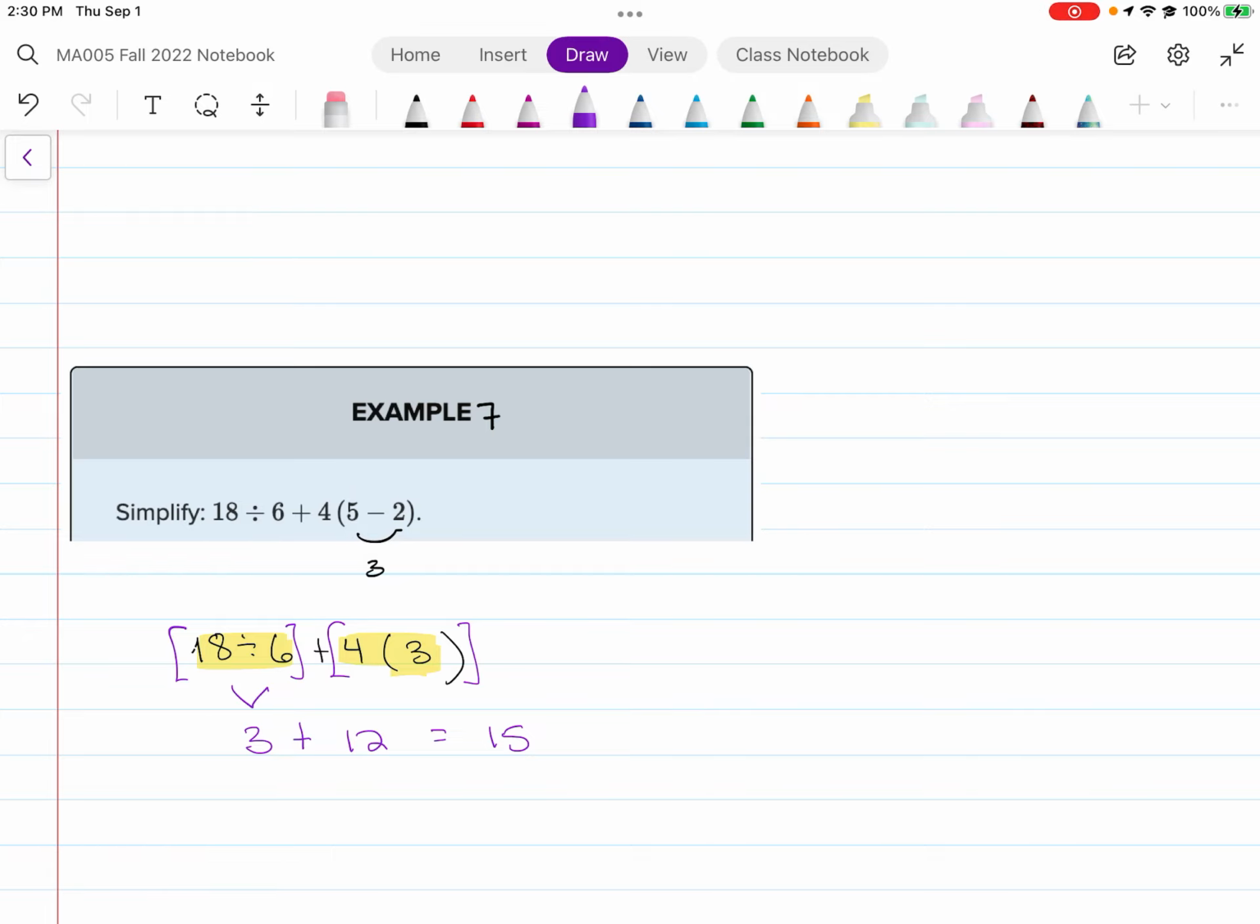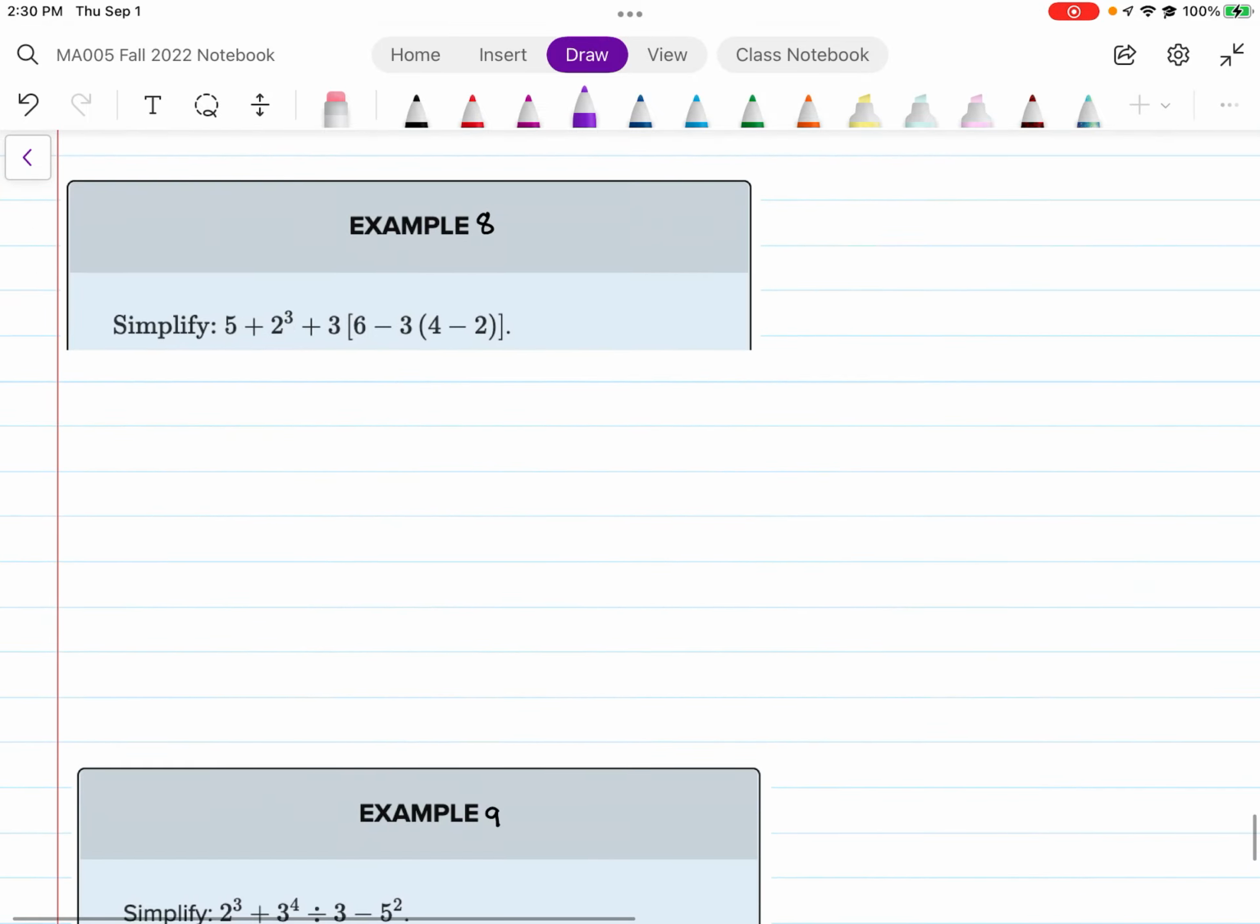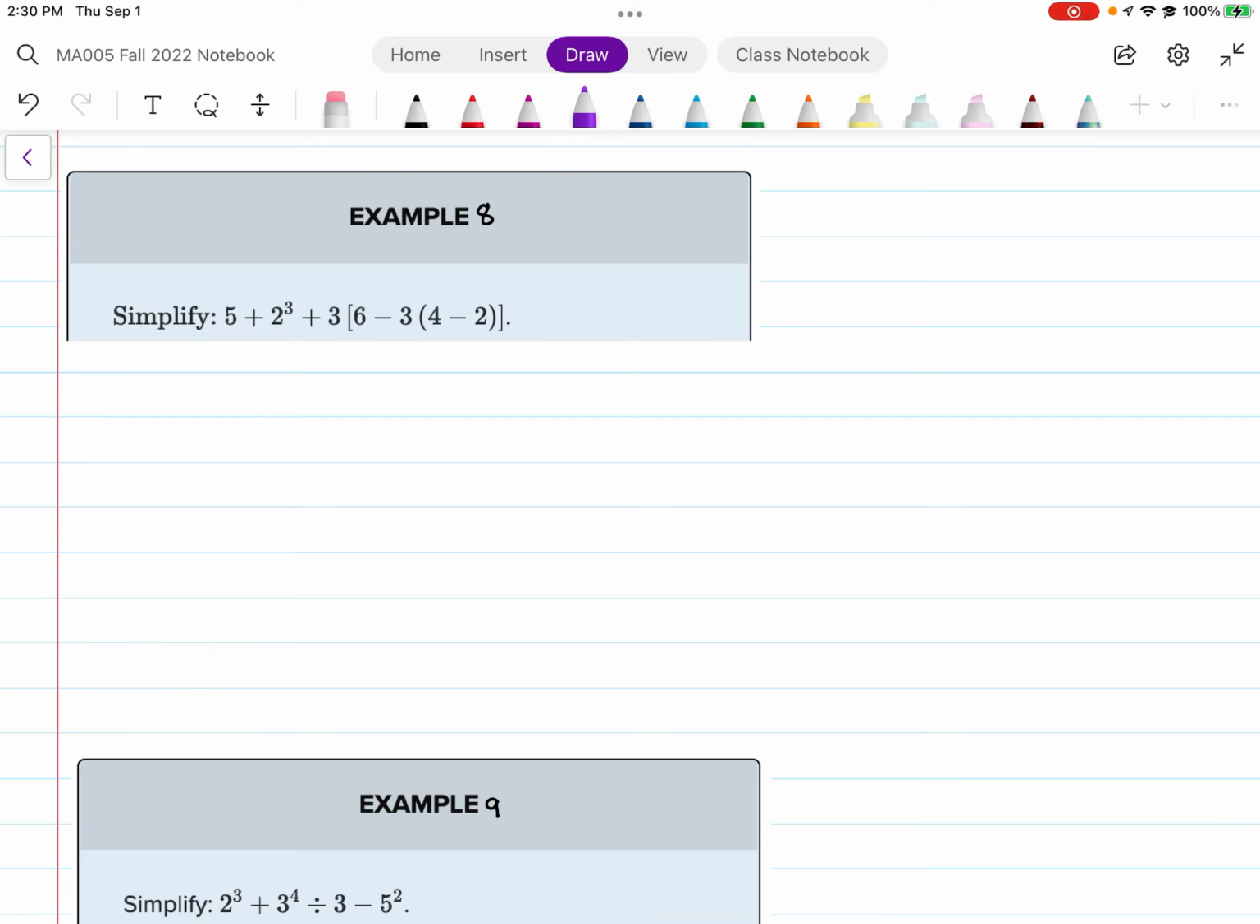All right, so a couple more examples. So again, we can use GEMS if we want to. I'll do that one just to be different. We're going to do the groupings first. Okay, so all groupings first. So I've got 4 minus 2 is 2. So I'm going to go ahead and rewrite this. 4 plus, now, because this is just an individual number, 2 to the third, I can go ahead and work it so that I have a little less to write later. I can write 2 to the third equals 8. Right, plus 3 times 6 minus 3 times, we decided 4 minus 2 is 2.